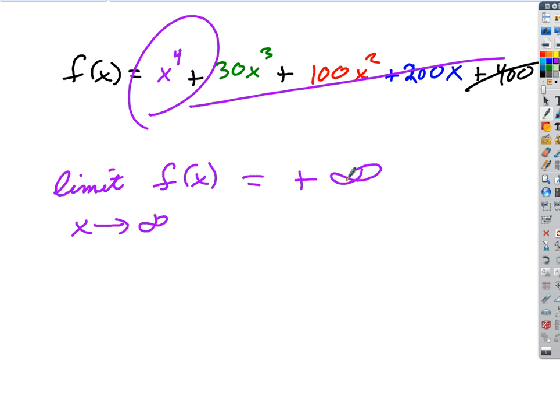positive infinity, okay? We'll wrap this up real quickly because we're about done, and then I'll put the new assignment up. You guys can have a lab day tomorrow.